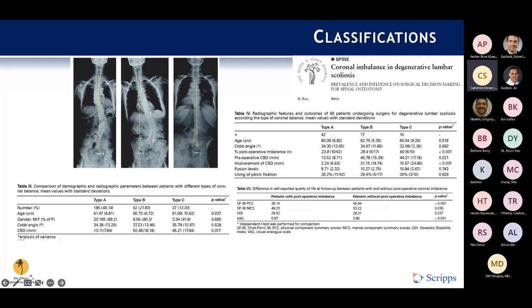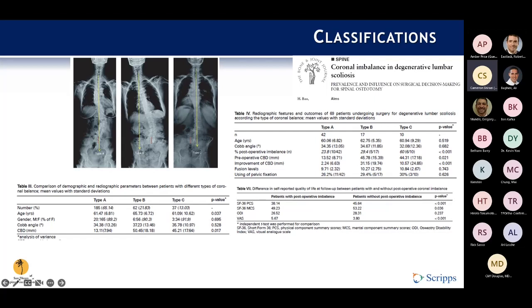Type A is considered balanced when the coronal balance distance, or the horizontal distance between the C7 plumb line and the central vertical sacral line, is less than 3 centimeters. Type B is when this distance is greater than 3 centimeters and the line is displaced to the concavity of the lumbar deformity. And type C is when this measurement is greater than 3 centimeters and displaced to the convexity of the deformity.